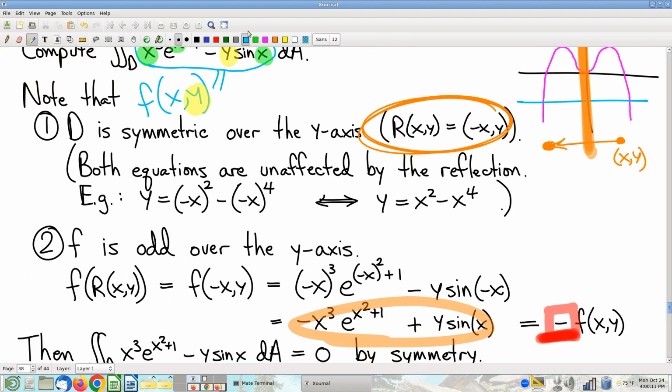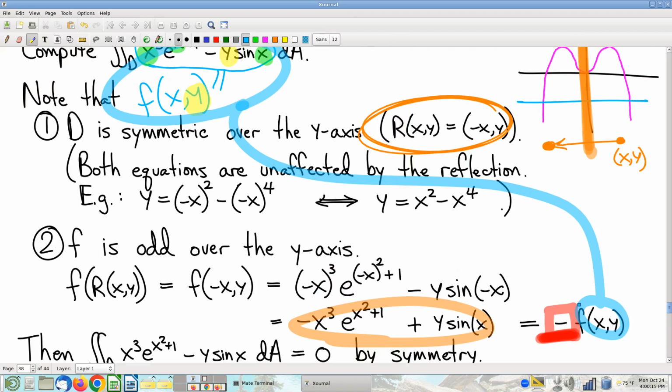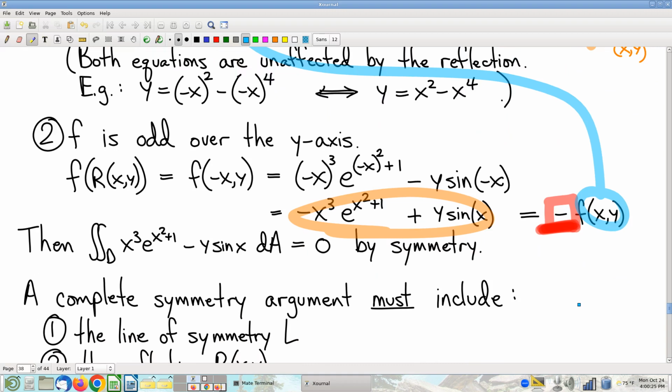let's see, I used blue. Exactly the negative of that. So f at the reflection is exactly the negative of the original function. So it's odd. And we are done. We have an odd function integrated over a symmetric domain. Integral is equal to 0 by symmetry. We win. Didn't have to integrate anything.